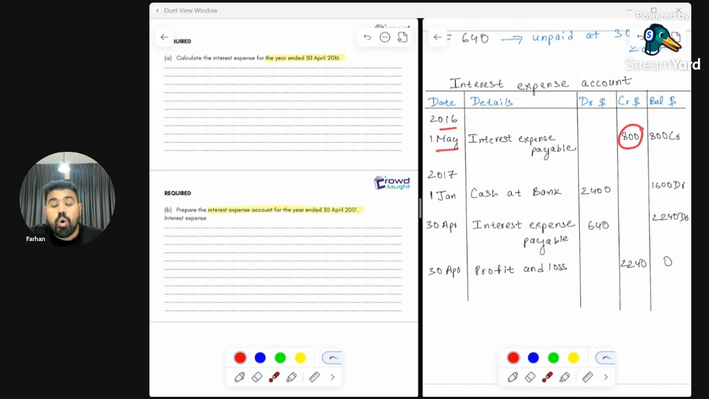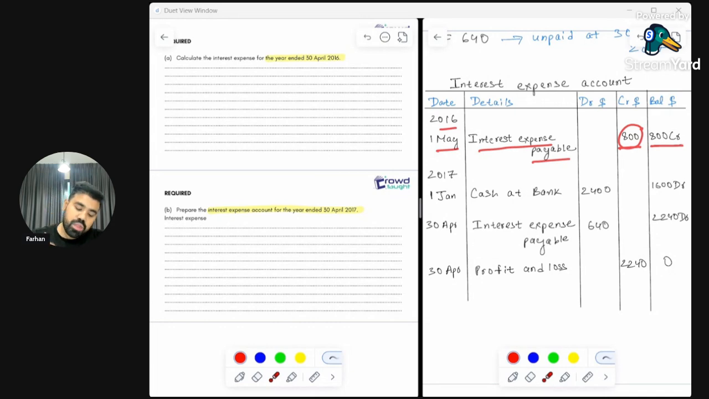Always remember, all liabilities by default should have an opening balance on the credit side, which also means that when liabilities increase, we always credit them. So that's why in the details I've written interest expense payable of $800 on the credit side, which gives us a net balance of $800 credit.